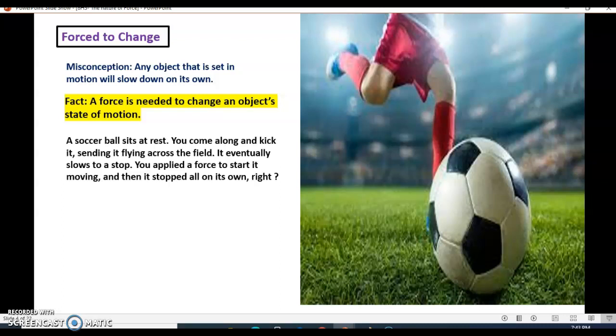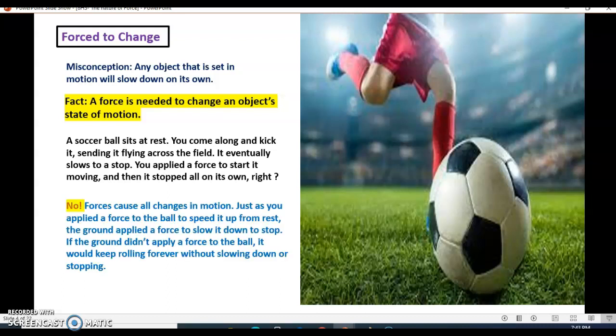A soccer ball sits at rest. You come along and kick it, sending it flying across the field. It eventually slows to a stop. You applied a force to start it moving, and then it stopped all on its own, right? You think so? This is not right. Forces cause all changes in motion. Just as you applied a force to the ball to speed it up from rest, the ground applied a force to slow it down to stop.